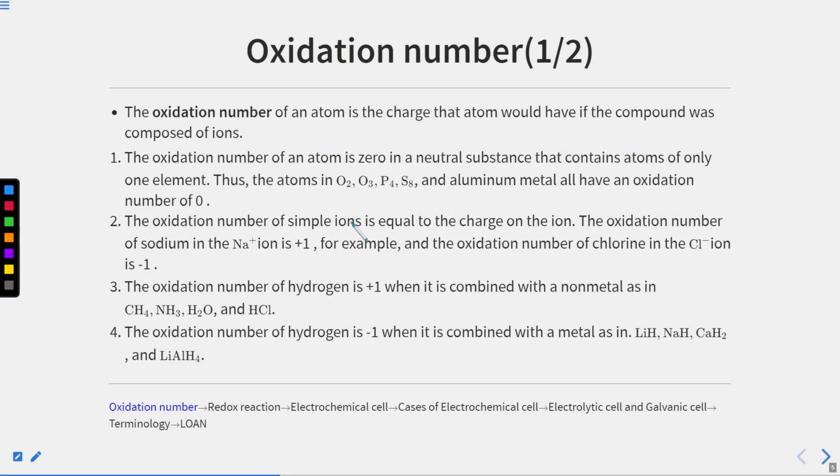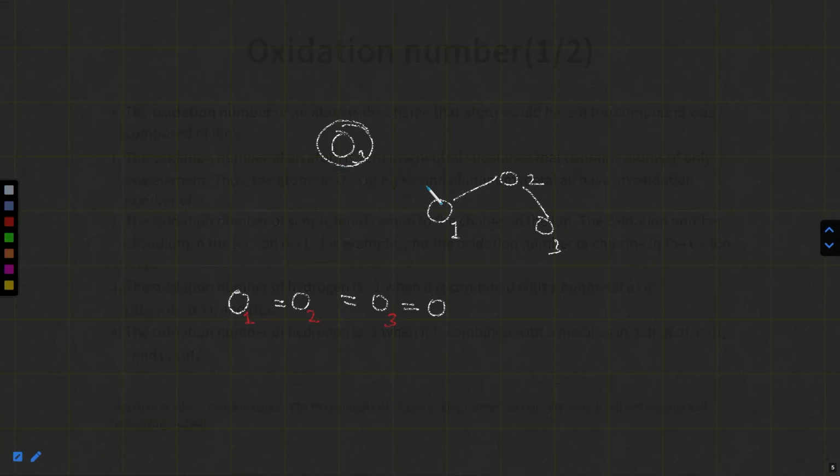Here some more examples related to this point are given, which are oxygen, ozone, phosphorus, and sulphur. All of these in their elemental form have an oxidation number of 0. We can have more examples like this.